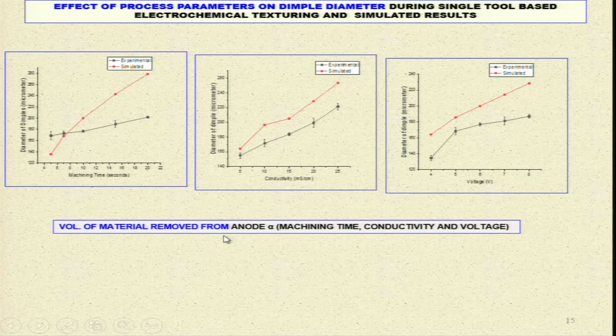Volume of material removed from the anode, that is the workpiece, is proportional to machining time, conductivity and voltage, and the effect of all the three has been shown here, experimental as well as theoretical.